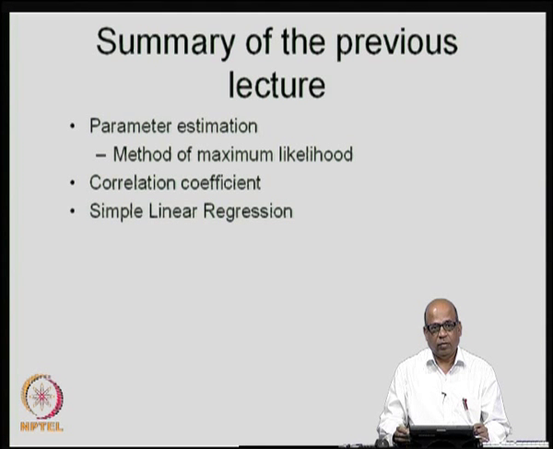And in many situations, it will be advantageous to take the log of the likelihood function and maximize the log of likelihood function. Then we went on to introduce the correlation coefficient. Recall that correlation coefficient provides a measure of linear dependence between the variables for which it is calculated. For example, we may calculate the correlation coefficient between rainfall and runoff. So, it provides the degree of linear dependence between rainfall and runoff in that particular case.